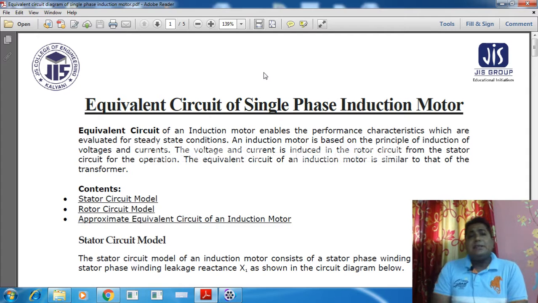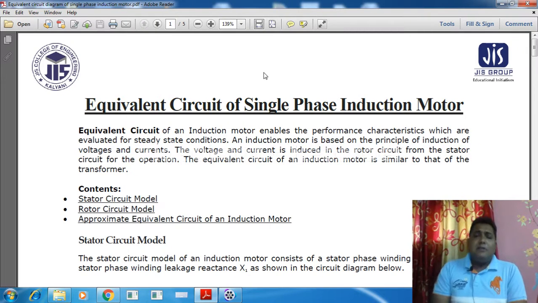Previously, in the fourth semester of your BTech electrical engineering, we have done the transformer chapter and the three-phase induction motor chapter, and there you have seen the equivalent circuit diagram. More or less, the equivalent circuit diagram of the single phase induction motor is almost the same.